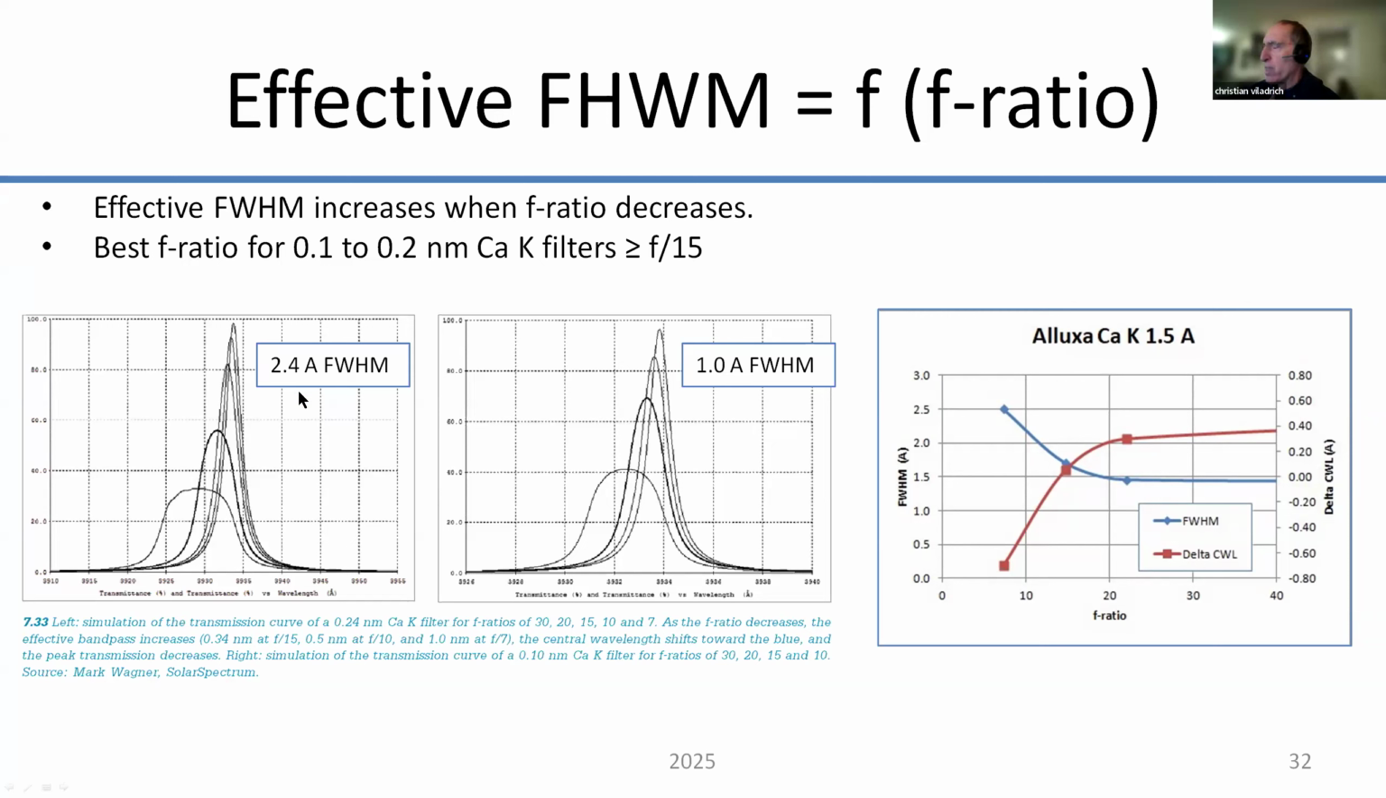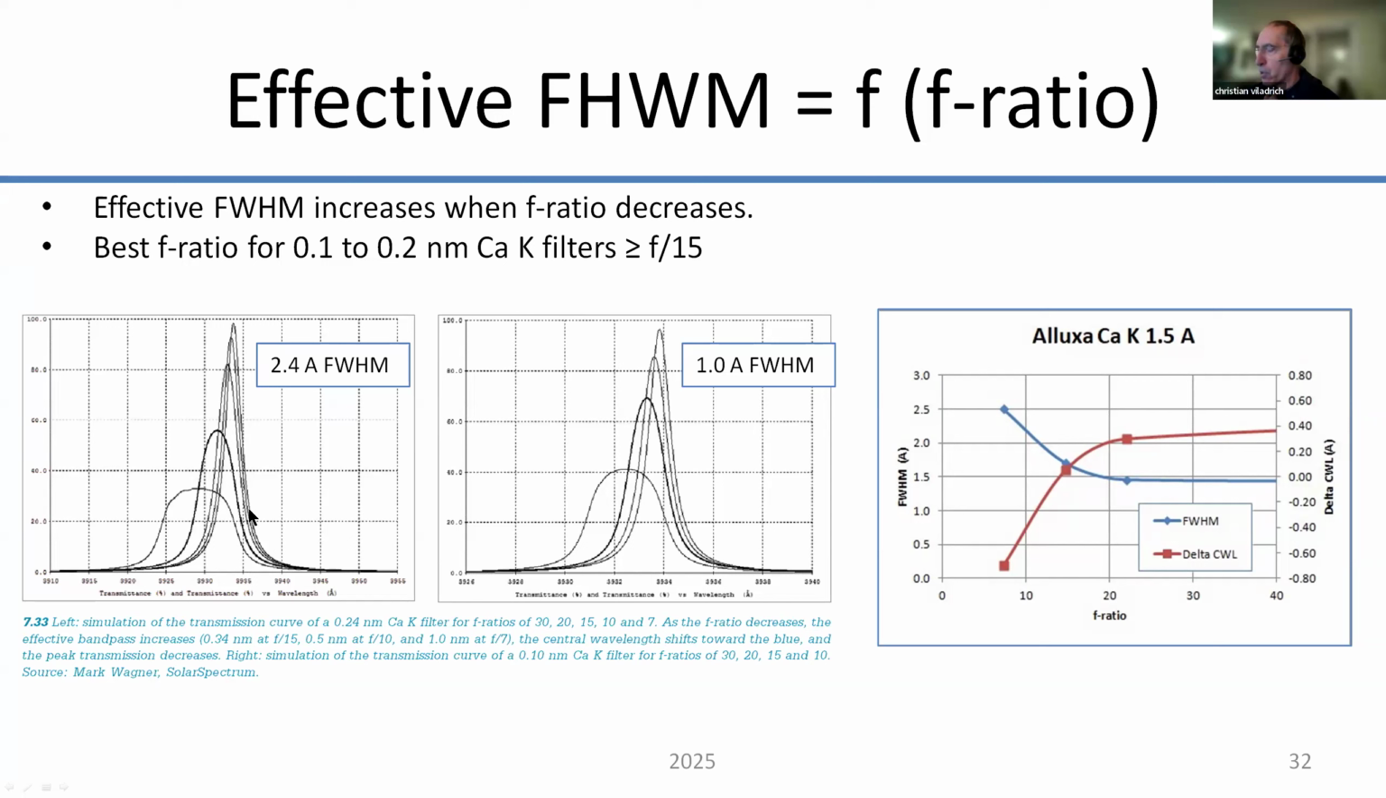And what is happening is that depending on the F ratio, the profile of the filter is different. These are simulations made by Mark Wagner for Solar Spectrum for a 2.4 angstrom calcium K filter. Simulation starting at F30. The curve is there. This is the very thin curve here.